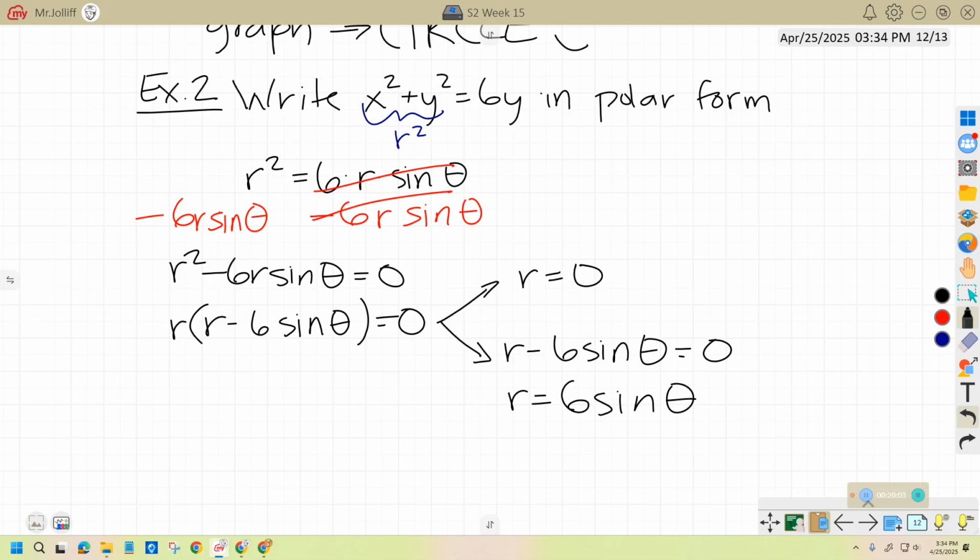Unlike the last example where we got r equals 3 and r equals -3, and those are clearly equivalent, these two equations are not equivalent. One of them matches up with the one we started with, one of them does not.